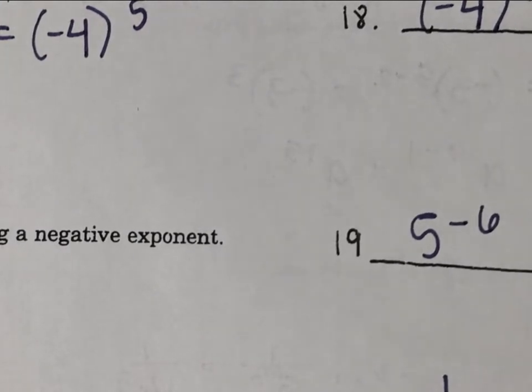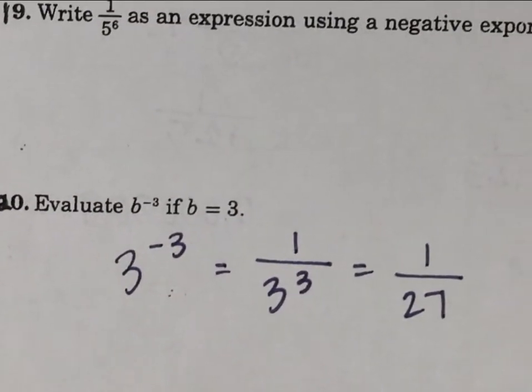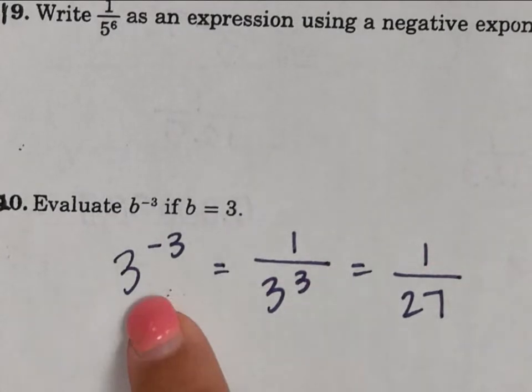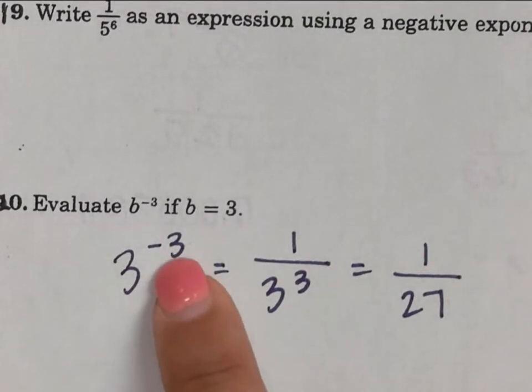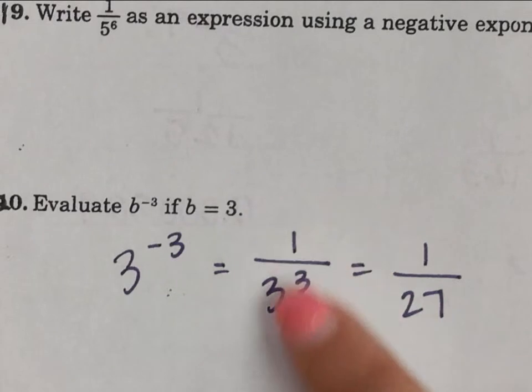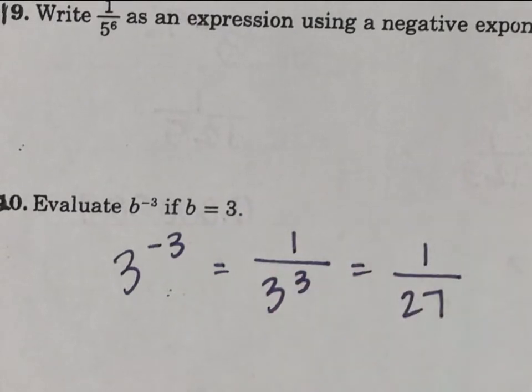Last one, that's like the one that we did on the front as well. B to the negative third, which would be 3 to the negative third, but you want to change that negative exponent to a positive. So 1 over 3 cubed, 1 over 27. Okay. Any questions on this study guide? This should be all 100. Should be. It's pretty easy.